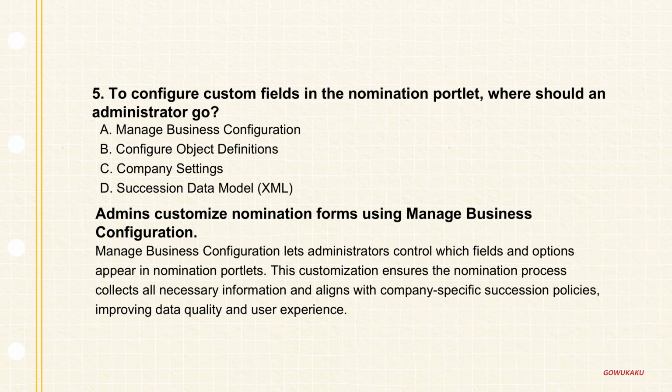Let's talk about tailoring the system itself. If you're an administrator and you want to fine-tune that whole nomination process, you're going to be working in managed business configuration. This sounds like the control center for customizing the system to fit your company's specific needs. This is where admins configure which fields show up in those nomination portlets, those little windows where you input the nomination details, and how they behave. So lots of customization potential here to align with business requirements.